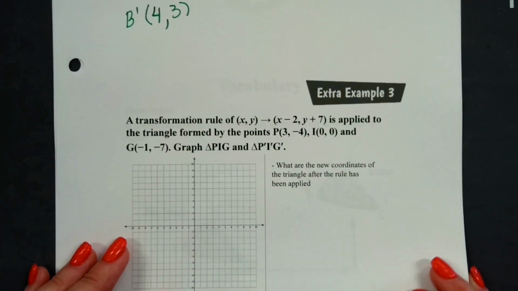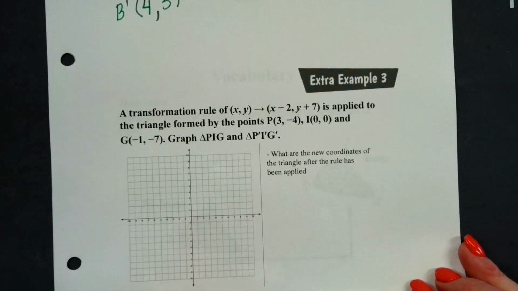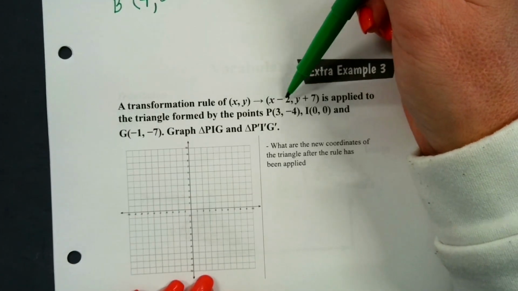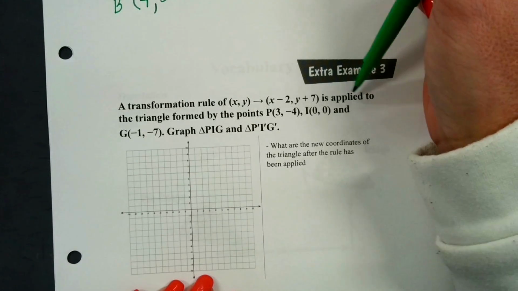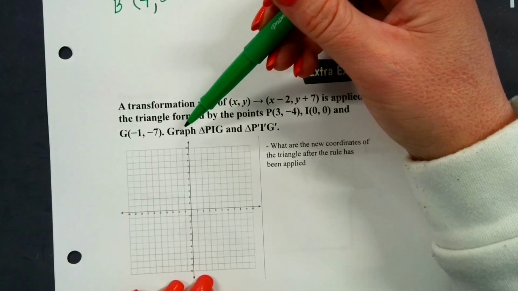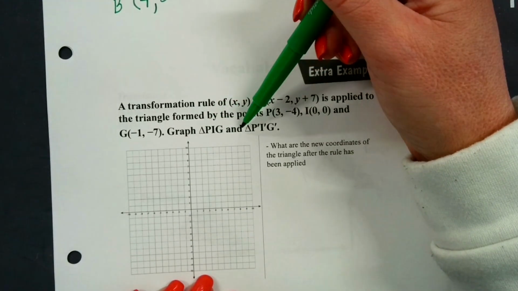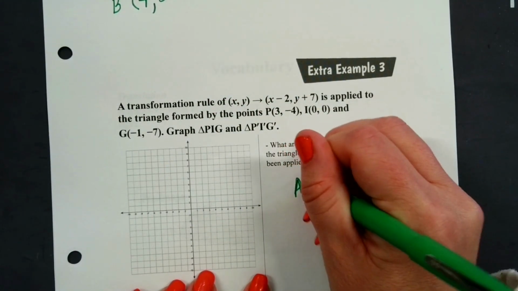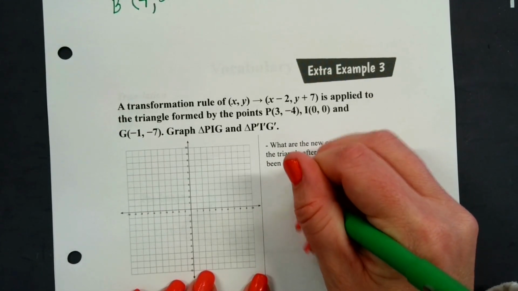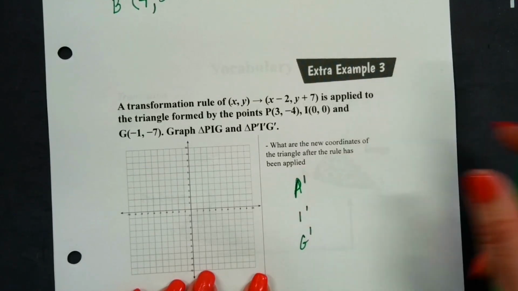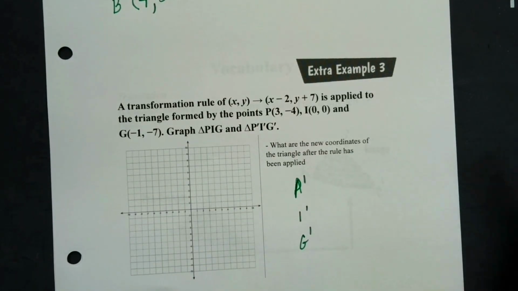All right, your turn. I put a graph there just in case you needed it. It says a transformation rule of X minus 2, Y plus 7 is applied to the triangle formed by the points P, I, G. Graph PIG, and then PIG prime. I want to know the new coordinates. So P, that's a P, I wrote an A, I, G. I want to know all the new coordinates.